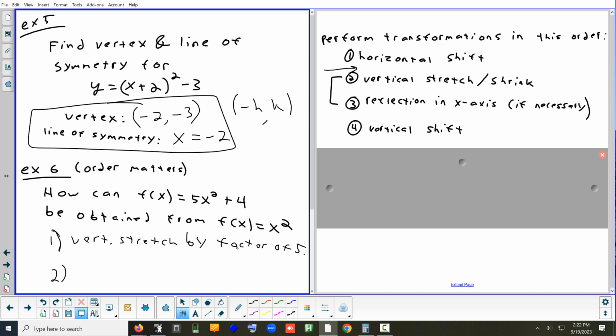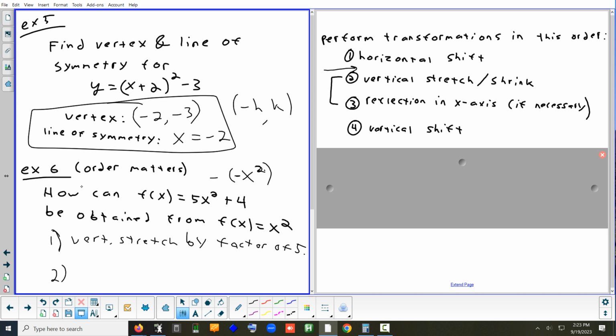Okay. Next thing we're going to look for is a reflection. Is there a reflection in this problem? Sean, what do you think? No. If we were looking for a reflection, we'd be looking for either a negative in front of the x squared, or a negative inside the x squared. Both of these negatives would cause reflections. One's horizontal, and one's vertical. But we don't have it.